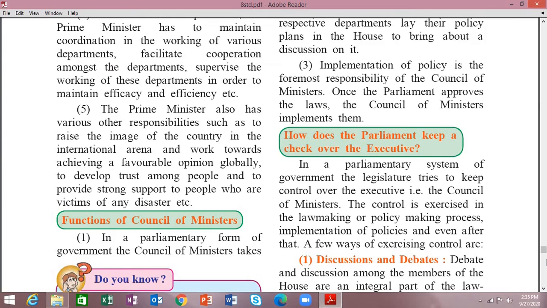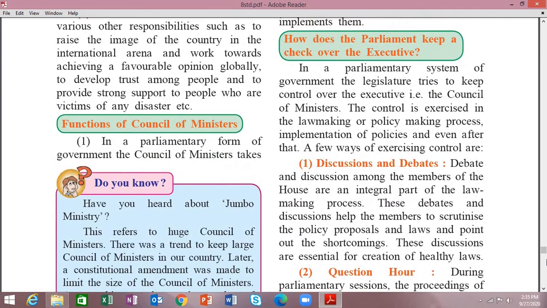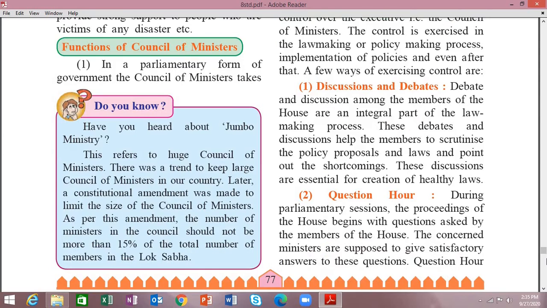implement. Now, how does the Parliament keep a check on these executives? The first way is through discussions and debates. Debates and discussions among the members of the House is an integral part of the lawmaking. These debates and discussions help the members to scrutinize the policies, proposals, and law. They point out the shortcomings. These discussions are essential for the creation of healthy law.